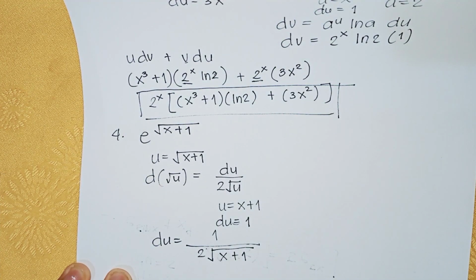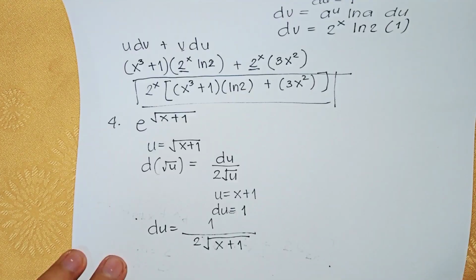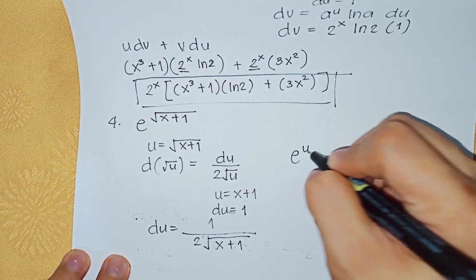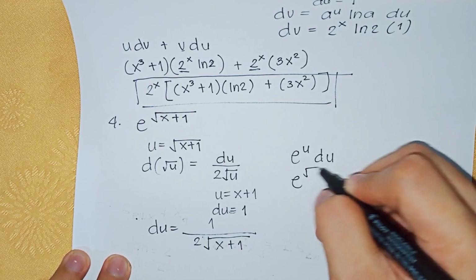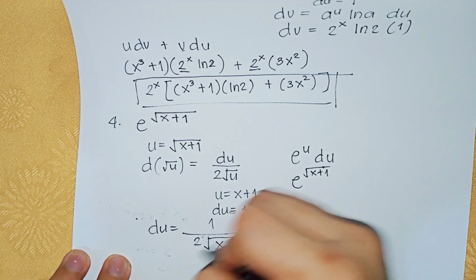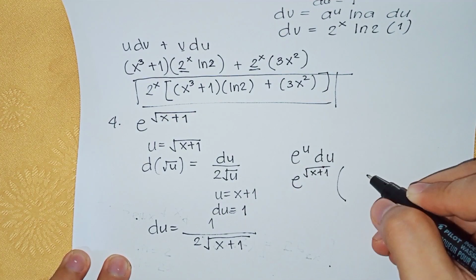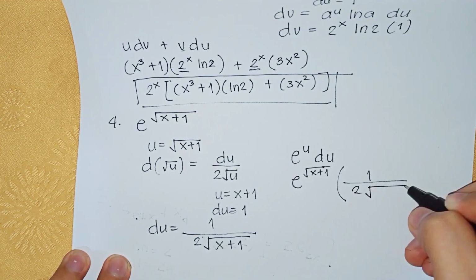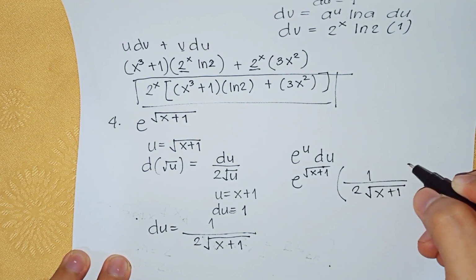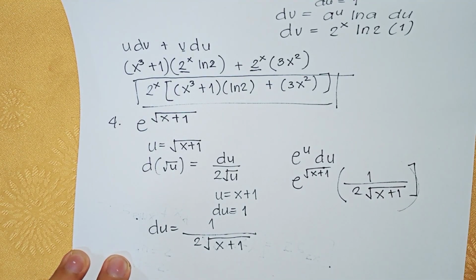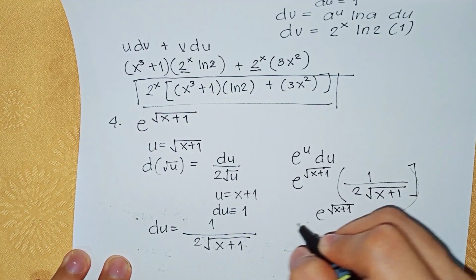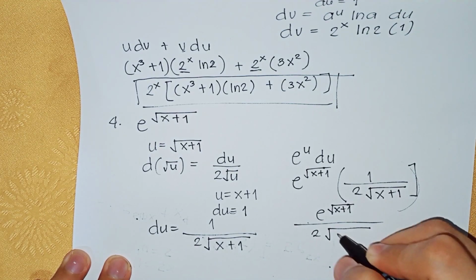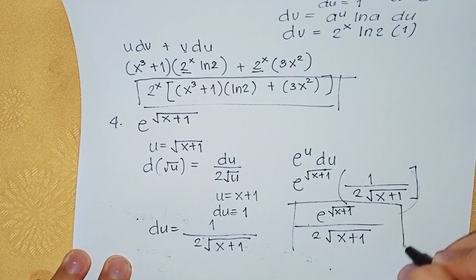Okay? So, ang formula natin, e raised to u times du, di ba? So, e raised to square root of x plus 1 times yung du natin, which is 1 over 2 square root of x plus 1. So, magiging final answer natin ay e raised to square root of x plus 1 over 2 times square root of x plus 1. So, ito yung final answer natin.